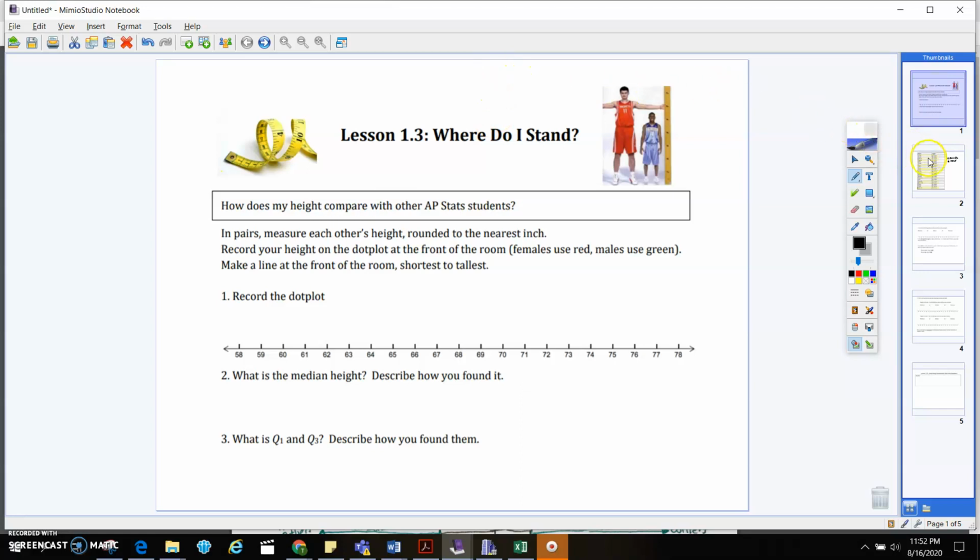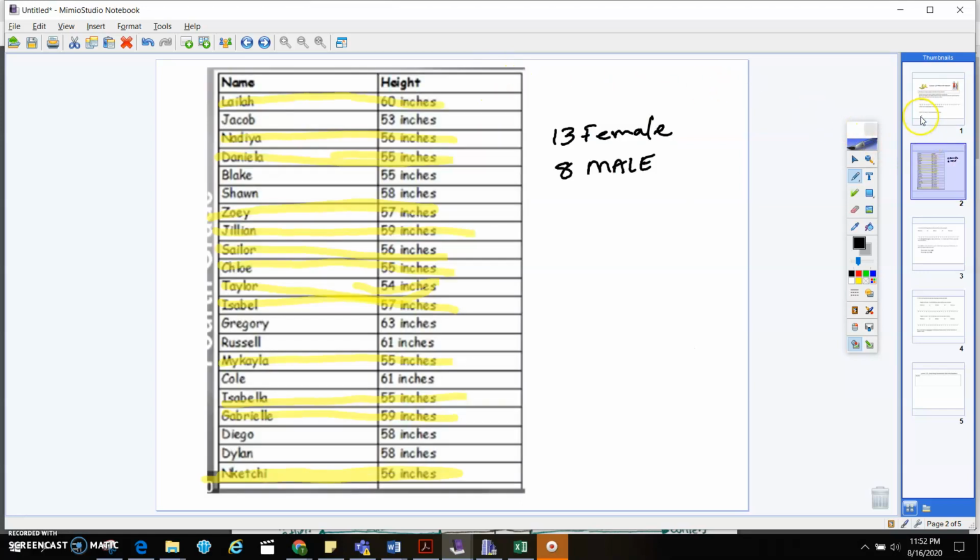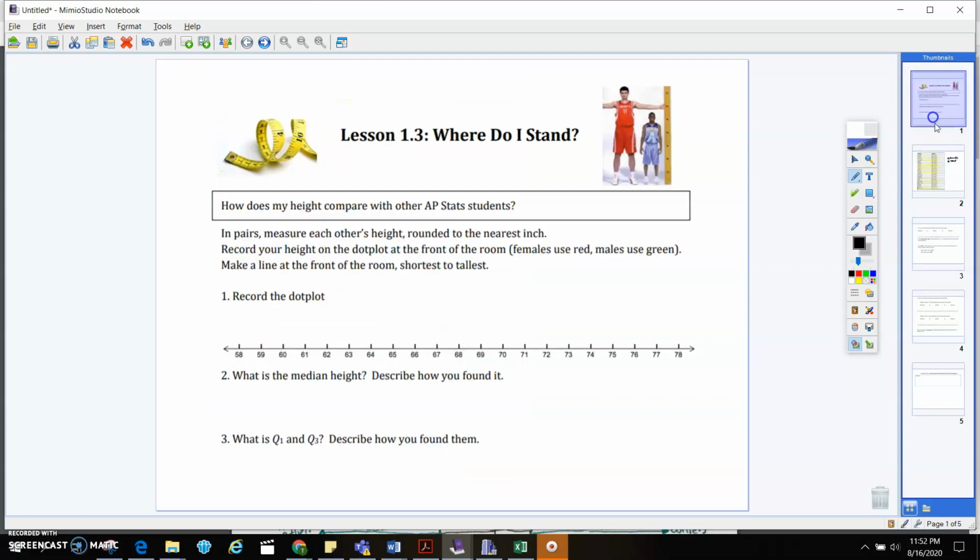But for right now, I've pulled some fourth graders' heights. So that's why they're a little short, although this is a 5-foot fourth grader, which is a pretty big fourth grader.